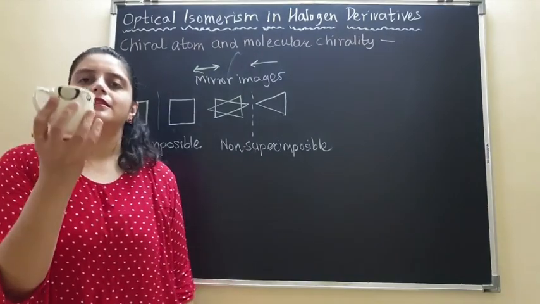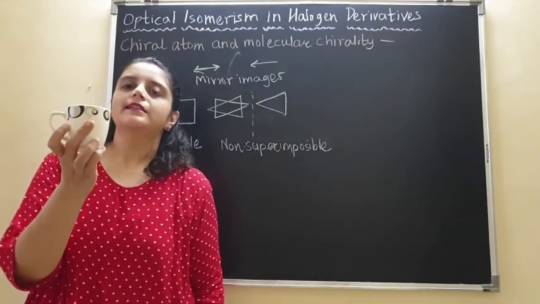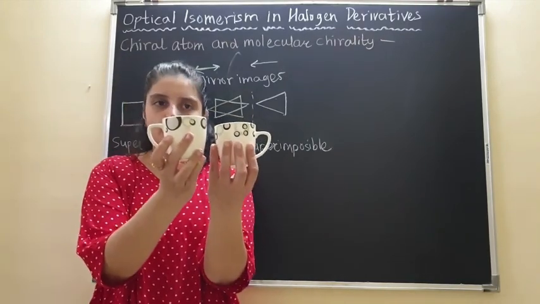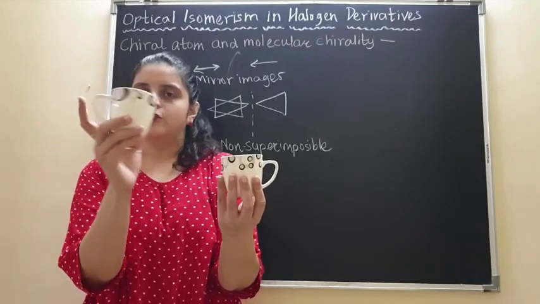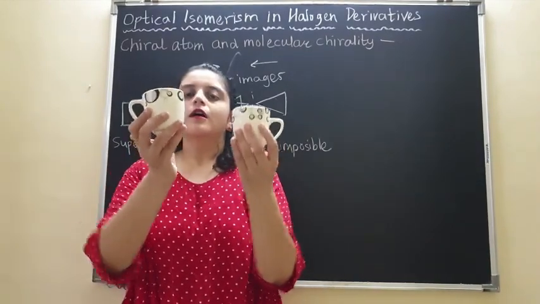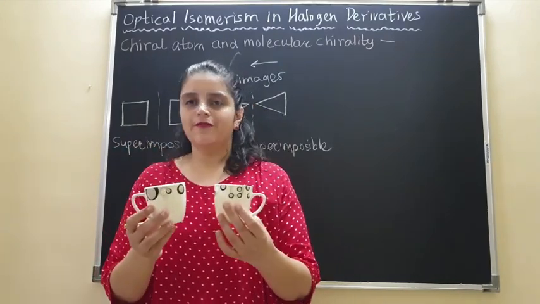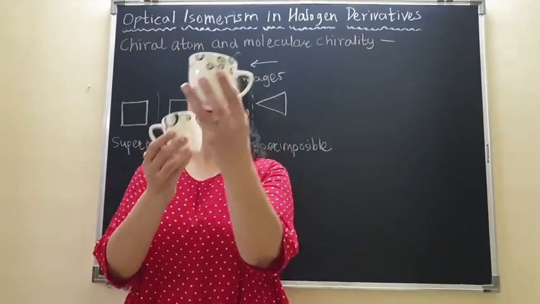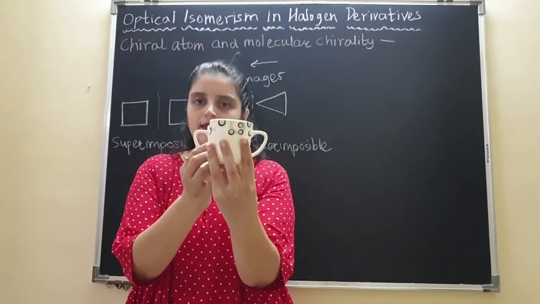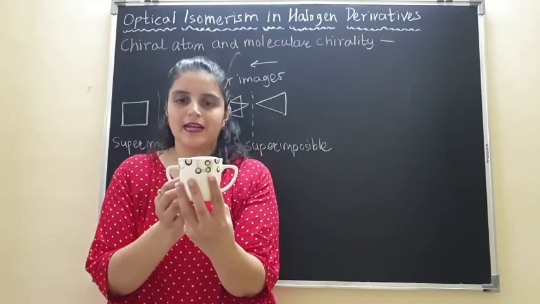Now if I take this cup as an object and try to find its mirror image, this is what I am going to get. The handle over here is on the right side, and for this cup the handle is on the left side. So these are mirror images of each other. Now I take one cup and try to put it on the other. Is it coinciding? No, it will not coincide with each other.